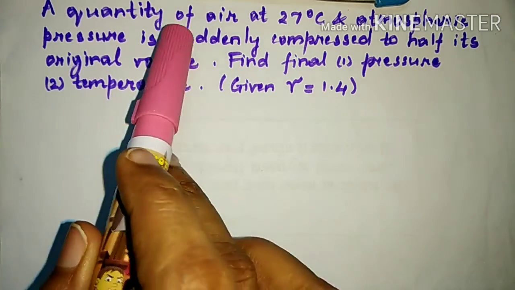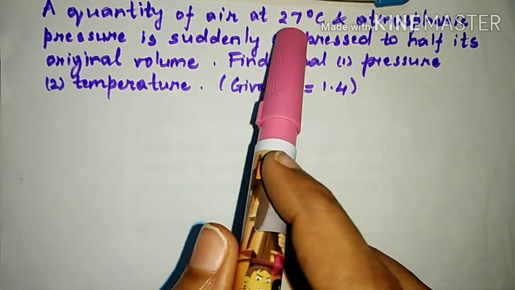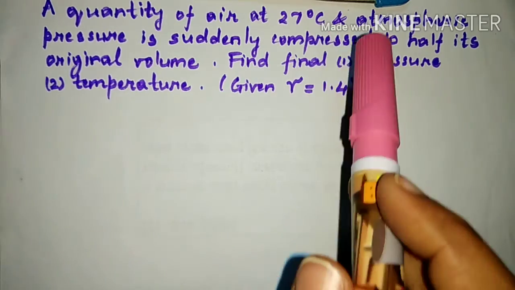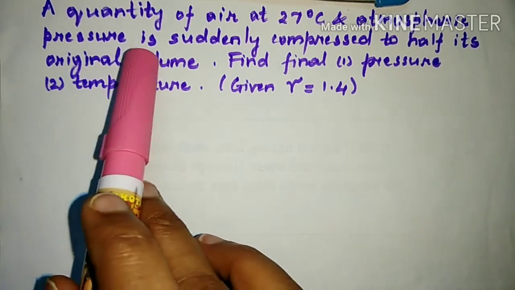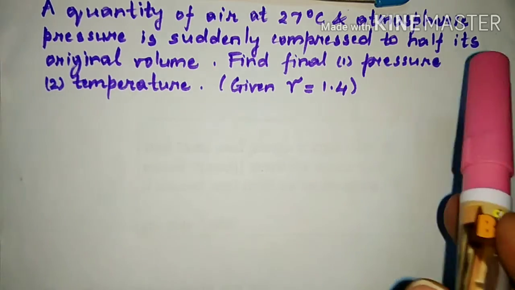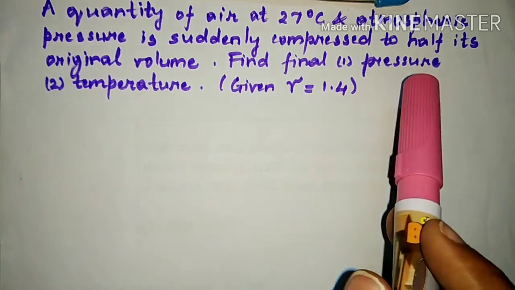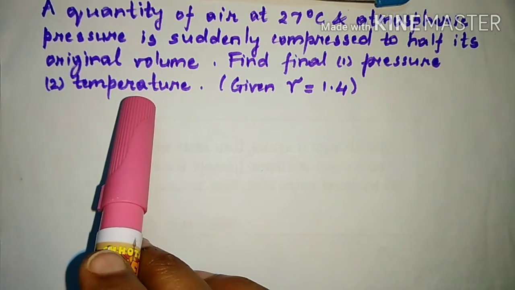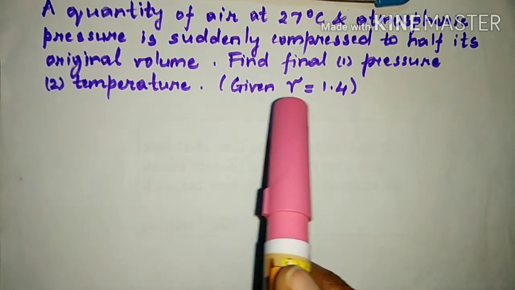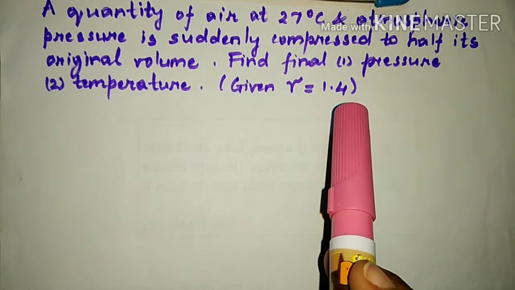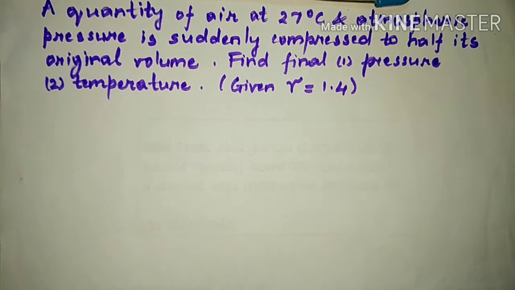A quantity of air at 27 degrees Celsius and atmospheric pressure is suddenly compressed to half its original volume. Find the final pressure and the final temperature. Given gamma is equal to 1.4. So we will see the solution.